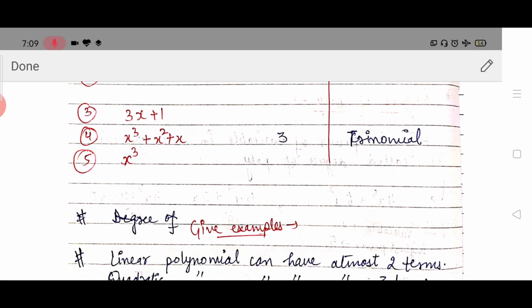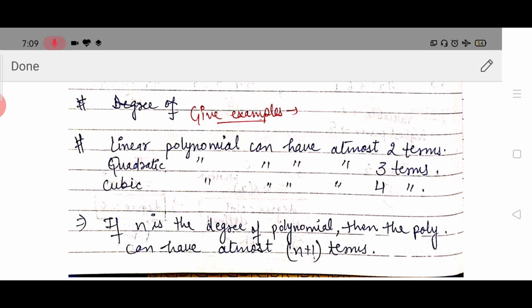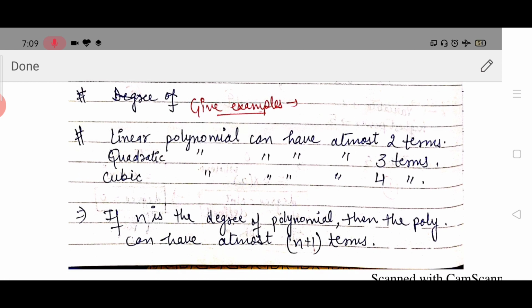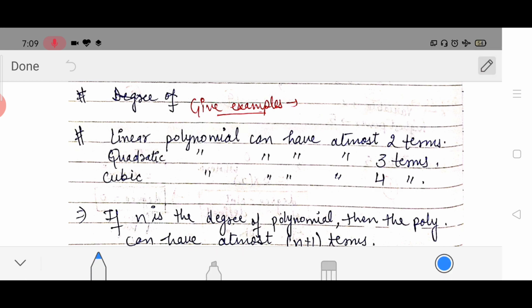proper understanding. Now moving on, you can write this as a note in your notebook, what I have written here. Linear polynomial can have at most 2 terms. For understanding this I am doing it here only.